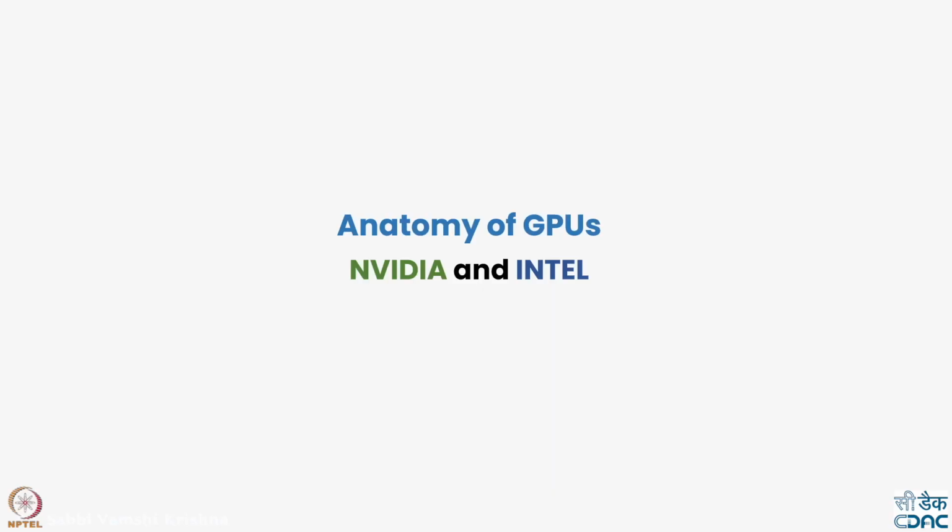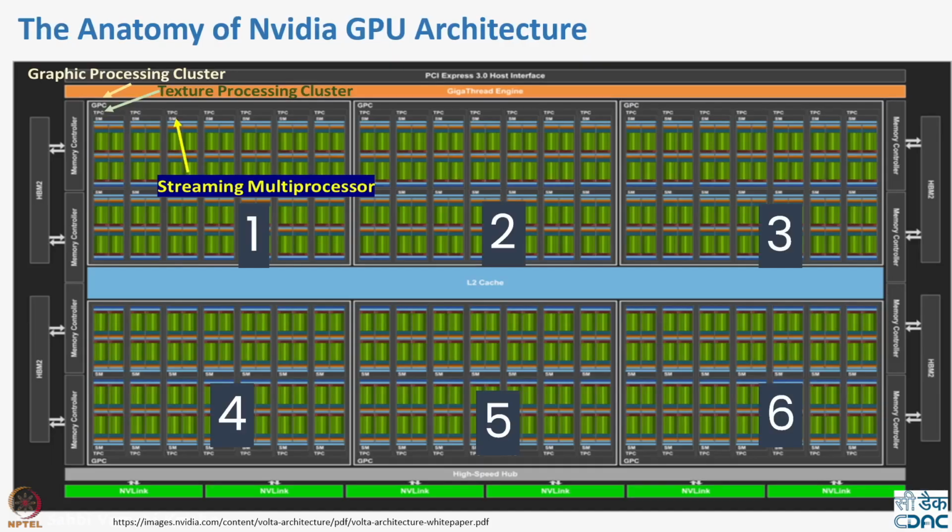Let us discuss the anatomy of GPUs. Here I am going to cover two GPUs, Nvidia and Intel. By anatomy, I mean we want to learn about the various components that are present on the GPU card. Let us first discuss the Nvidia GPU architecture. This architecture I have taken from the white paper that is published by Nvidia on their website.